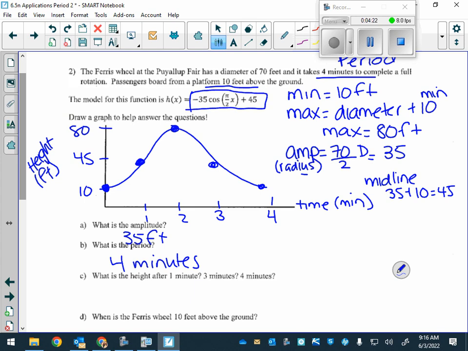And that confirms our equation that is given to us. Okay? The amplitude is 35. The midline is 45. Okay? And it's negative because we're starting at the minimum value.